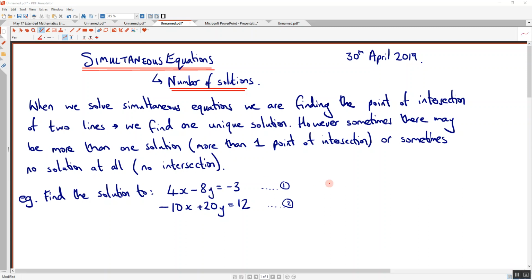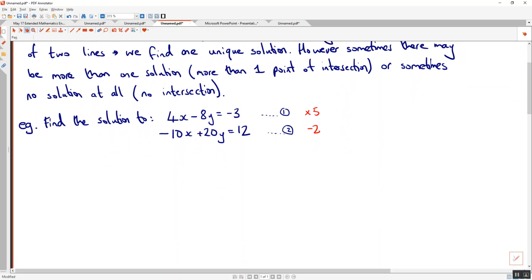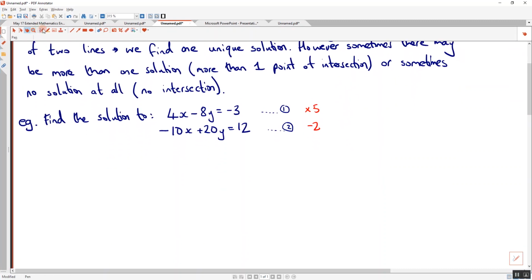Alright, what are we multiplying the first equation by? What do you want to multiply by? 5. The first one by 5. Okay, and then the second one by? -2. -2, okay. Now remember, depending on what you multiply by, it's absolutely fine. We should get the same answer, okay?